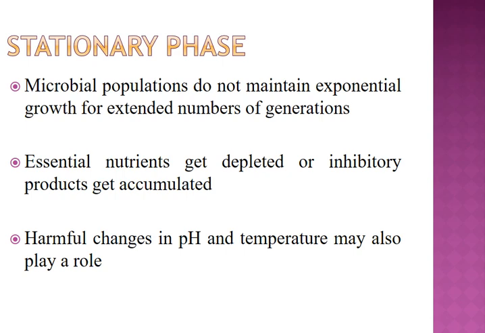Other reasons may be that, as a result of the growth of the microorganism during log phase, the conditions in the culture medium may have changed. For example, changes in the pH or changes in the temperature may not be suitable for further growth of the microorganisms. The important thing to tell during stationary phase is that there is no net increase in cell number, and it may be due to either depletion of nutrients or accumulation of inhibitory products. That is called stationary phase.